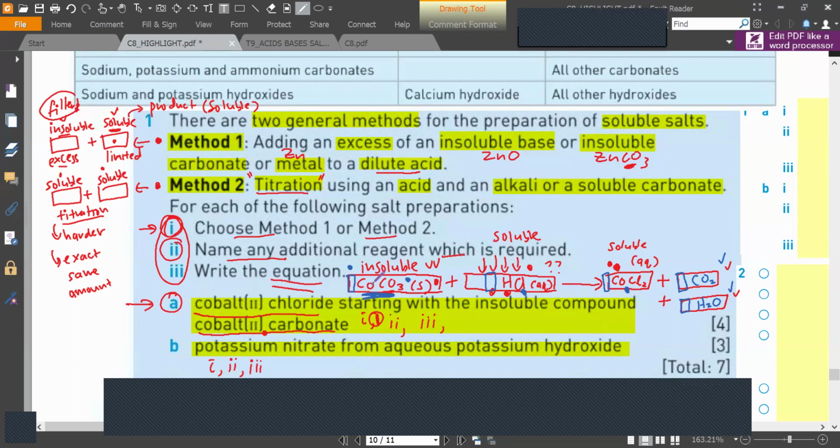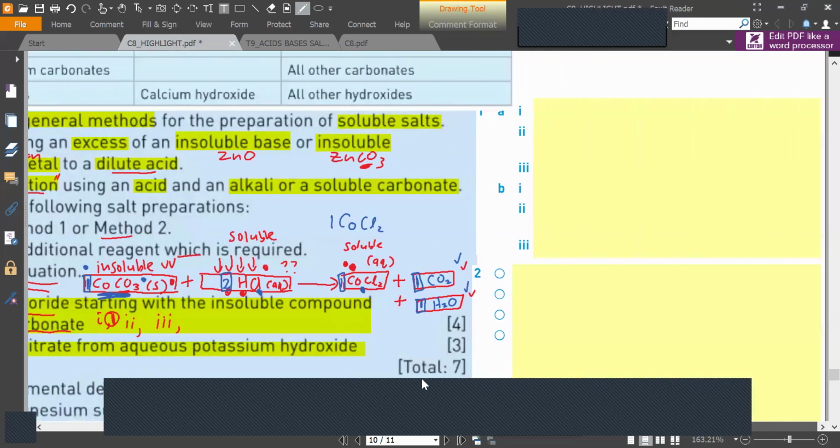Cobalt carbonate, 1. Yes. Hydrochloric acid, 2. Yes, 2. Cobalt chloride, should be 1. My bad, yes, 1. CoCl2, should be 1. Carbon dioxide, 1. And water, 1. Yes. Excellent.